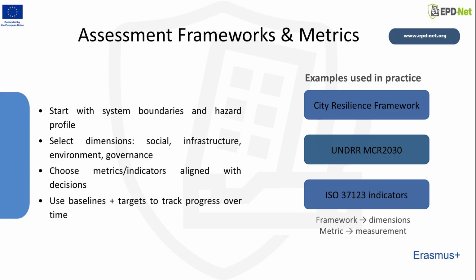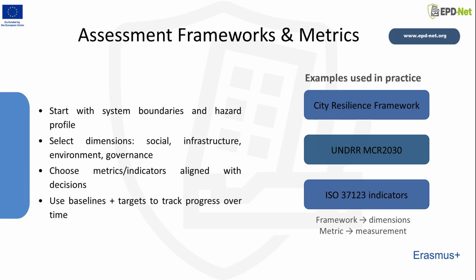Assessment frameworks help planners structure complexity. They define the main dimensions that should be examined, such as governance, infrastructure, environment, health, economy, and social conditions. Metrics and indicators then translate these dimensions into observable evidence. Examples used in practice include broad city resilience frameworks, disaster risk reduction frameworks, and indicator systems such as ISO-based urban resilience standards. The important lesson is that frameworks and metrics are not neutral checklists. They shape what becomes visible in the planning process and what remains marginal.